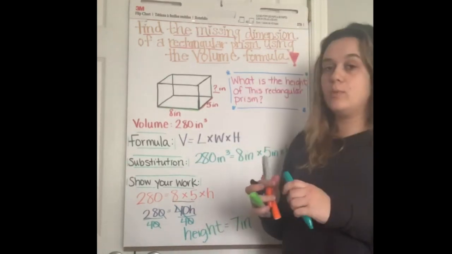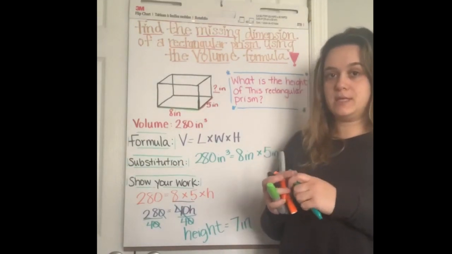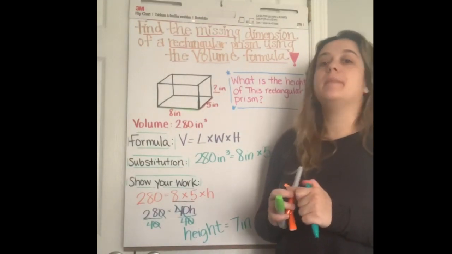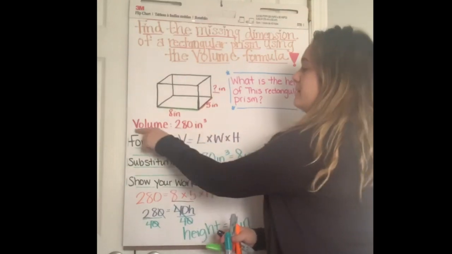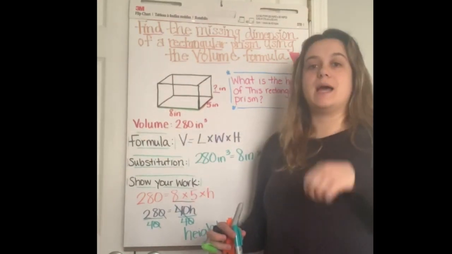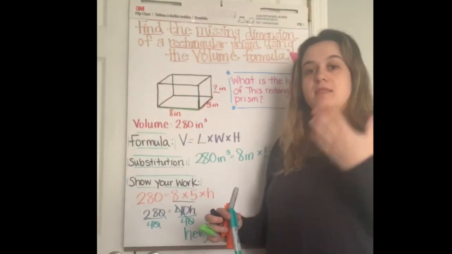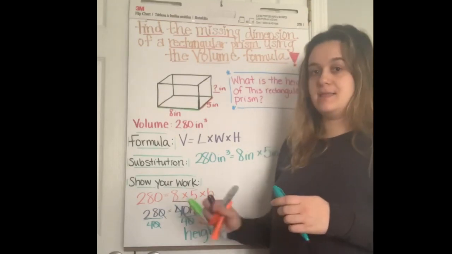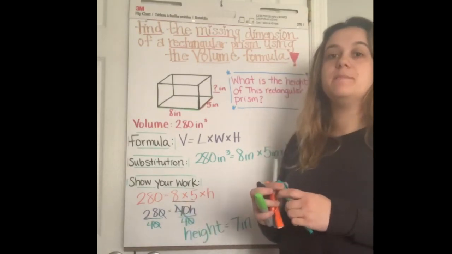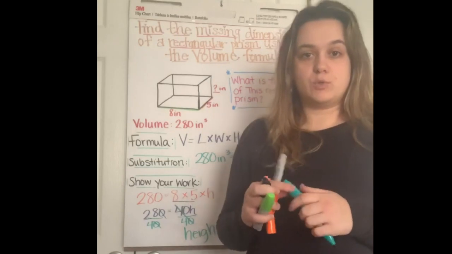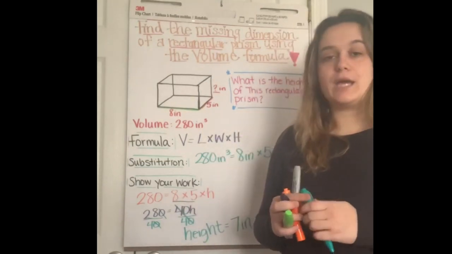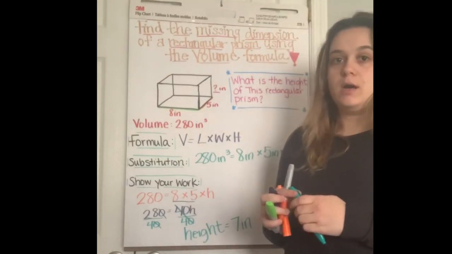And no, we are not cubing the 7 inches because it asked us to find a dimension. It did not ask us to find the volume. When you multiply the length, the width, and the height, then you cube your answer. In this case, it asked us to find the missing dimension, which was the height. So we are not cubing our dimension.